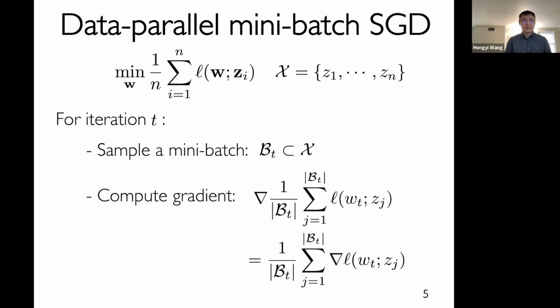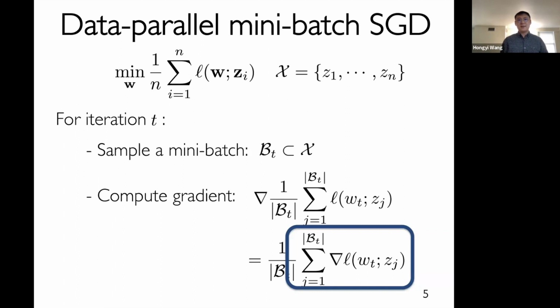So if you look into this part, basically the gradient computation across the data samples within the data batch you sampled, there's no dependency, right? That's why you can parallelize the gradient computation within the mini batch. And that's why it's called data parallel mini batch SGD.